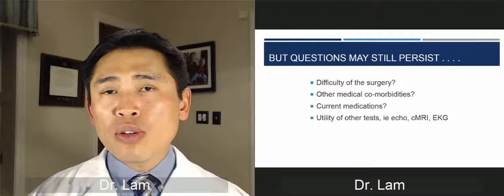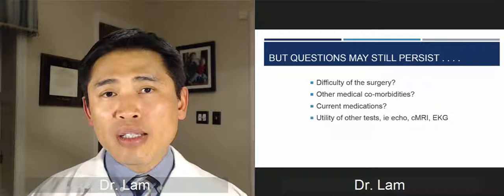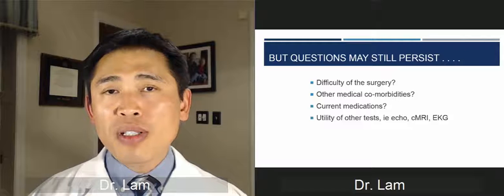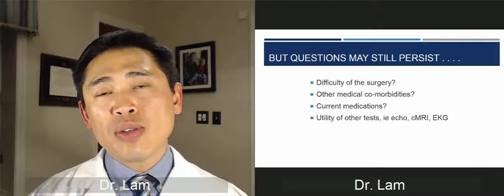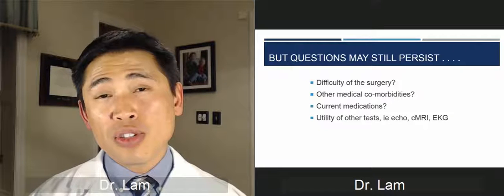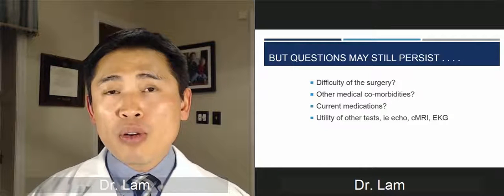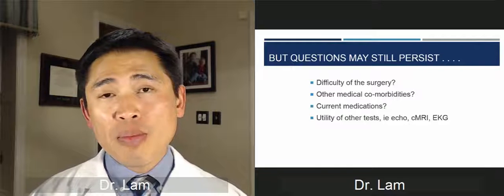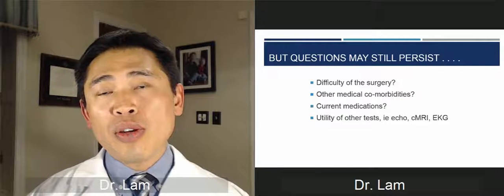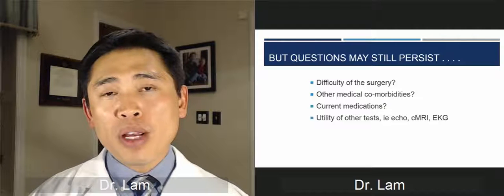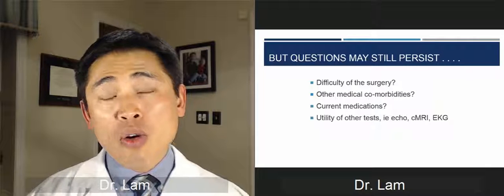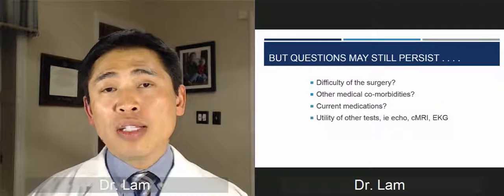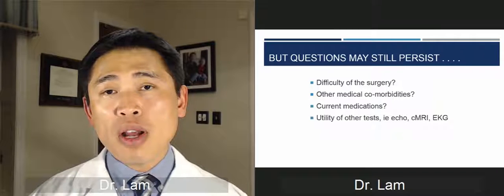And so that sort of wraps up the 2014 guidelines. Questions may still exist. And so each case is idiosyncratic. So for instance, considerations have to be taken about the difficulties of the surgery itself, other medical comorbidities. So for instance, some patients have very bad pulmonary disease. And so do you use other risk calculators to help figure that out? What about other medications that they're on and the perioperative management of those medications? Or maybe even the utility of other cardiac testing, such as echocardiograms, cardiac MRIs, and EKGs.